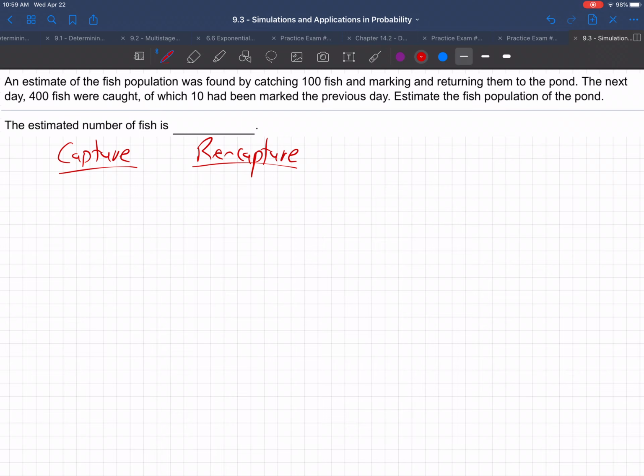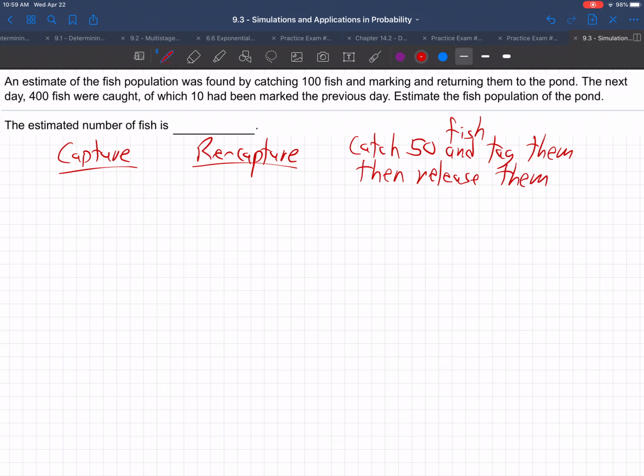What if I told you, let me make the numbers nice. What if I said that they catch 50 and tag them? Suppose we catch 50 fish and tag them. Then release them. So we catch, tag, and release. So step one, catch them.